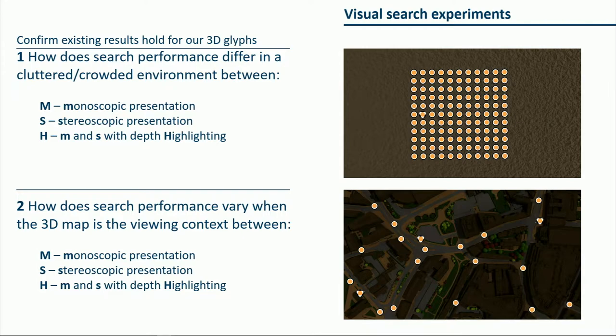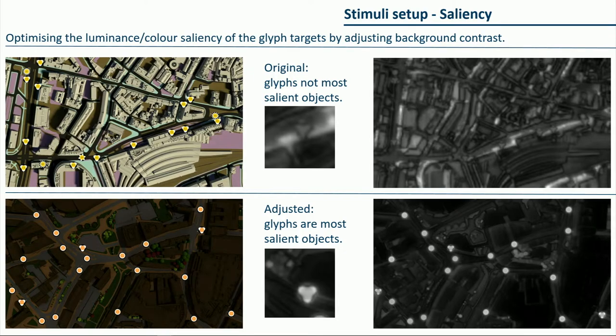In order to design this to work, we've had to design the glyphs in certain ways. So one of the things we were looking at is the salience of the glyphs, and we did calculations on when the glyphs stand out from the rest of the scene. The top image on your left was our original city image. The bottom image was the one we went with in the trials, because as you can see on the right, the glyphs stand out, are very salient in that scene, whereas in the top, you can't see the salience of them at all. So that adjusts luminance and color salience of the glyphs for us.